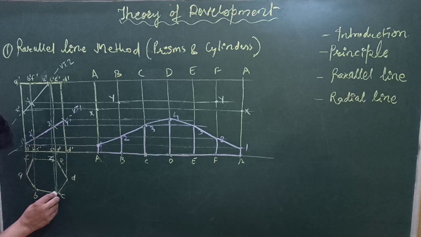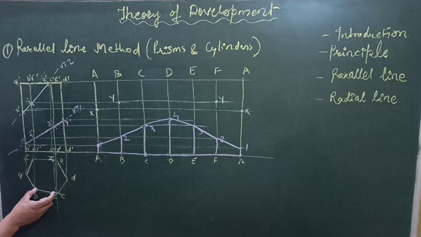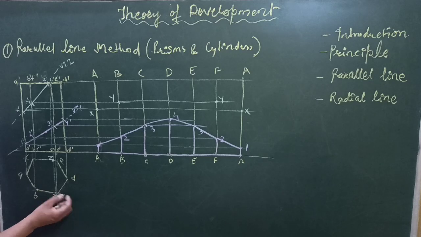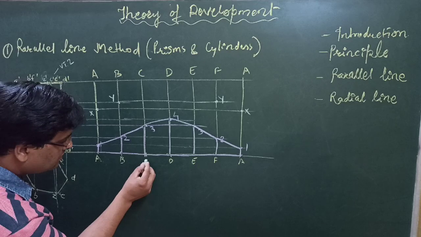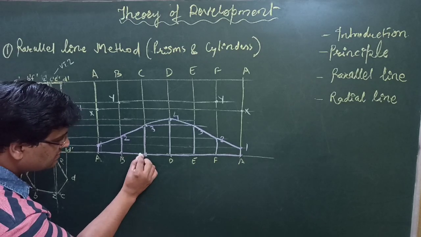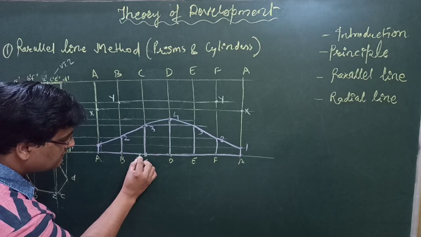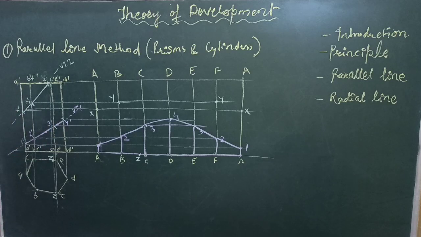Now you can mark this position of the Z taking distances from here. So this Z is between B and C at a distance this much. So you can take either BZ from here or you can take CZ towards B from here. So let us take CZ towards B.